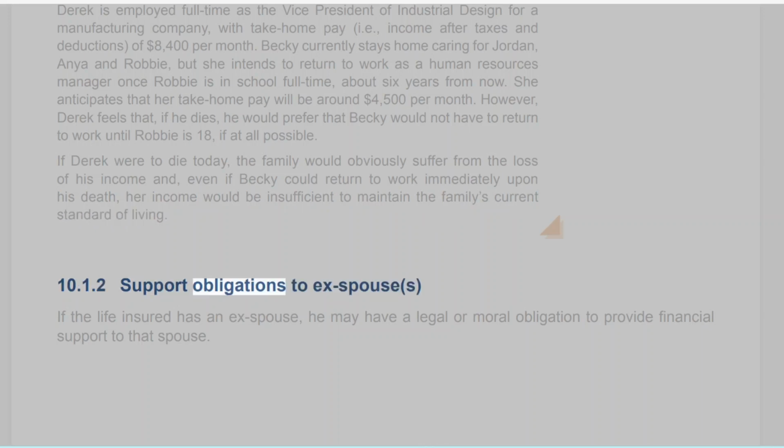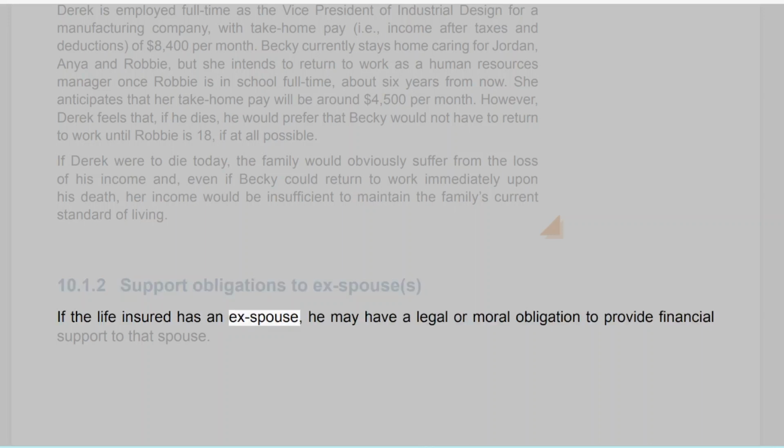10.1.2 Support obligations to ex-spouse, S. If the life insured has an ex-spouse, he may have a legal or moral obligation to provide financial support to that spouse.